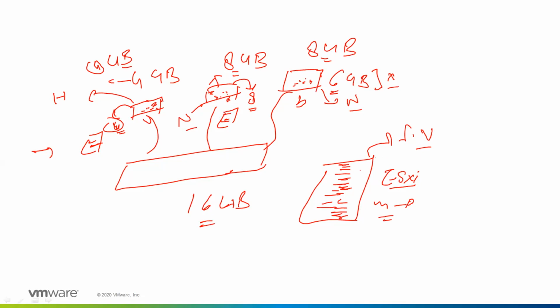For example, right now it has 3 GB free. And immediately it needs to give to this and to this. How will it distribute? It will distribute this memory 2 GB to 1 GB, because the share value is high for this VM as compared to this VM, which has the share value normal.